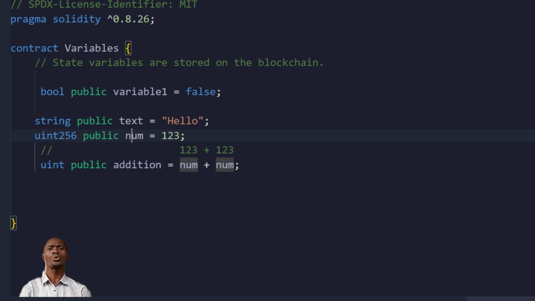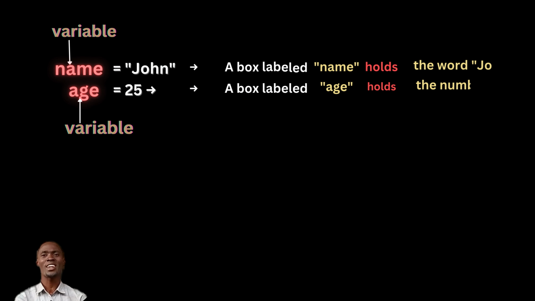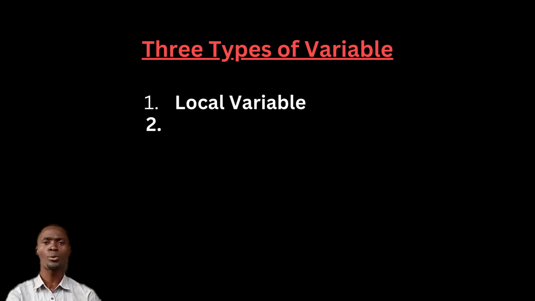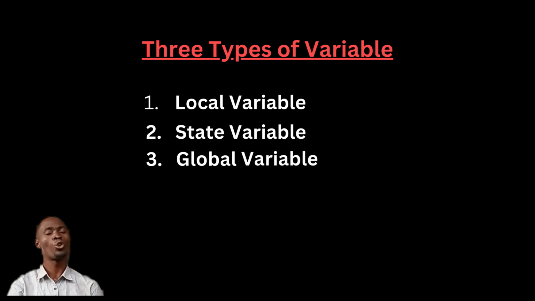So when you hear the word variable, what should come to your mind? A container that holds a certain type of information. In programming, a variable has a name for identification. It also stores a value. There are three types of variable in Solidity. We have the local variable, state variable, and global variable.